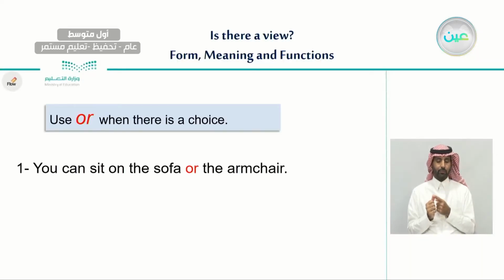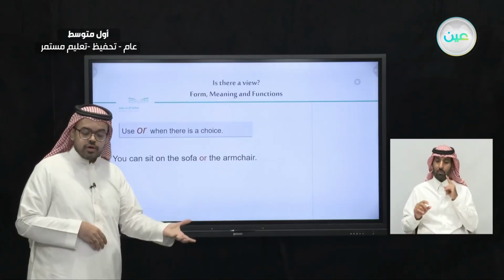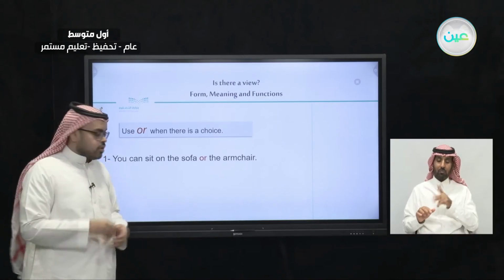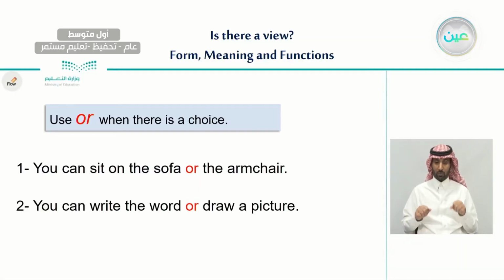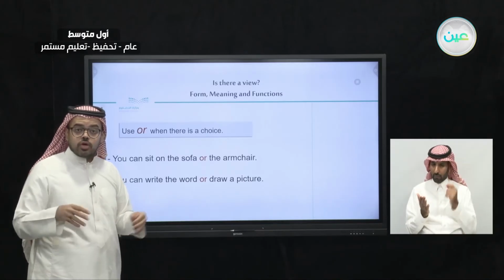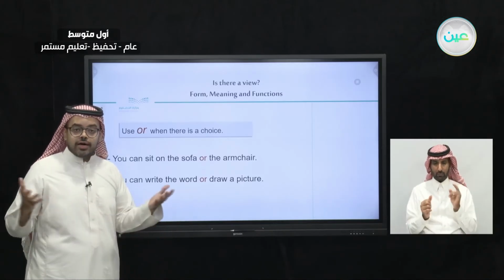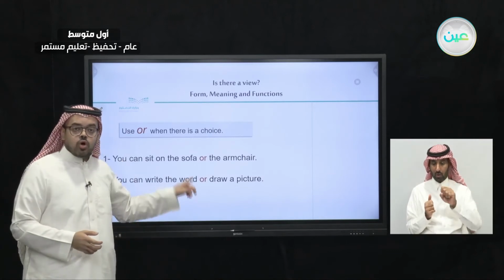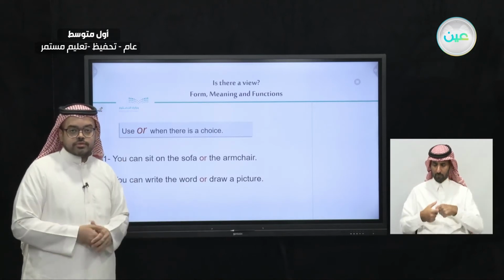Number one, you can sit on the sofa or the armchair. So here you have two options, either the sofa or the armchair. Number two, you can write the word or draw a picture. So here you have two options. And if you have two options, we would use or to connect those options.